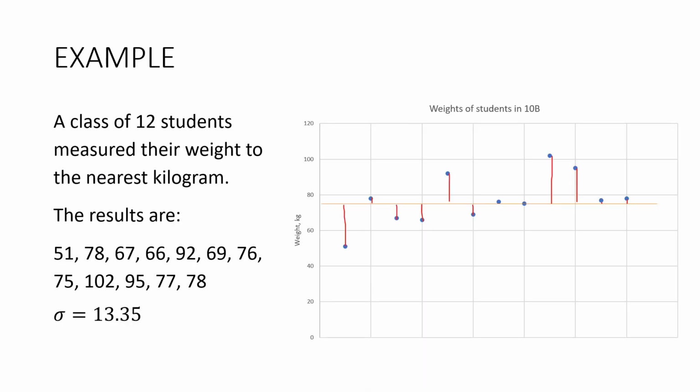So let's just have a look at that. Here we can see our mean. Now some of these data points are really close to the mean, but equally some of them are quite far away, aren't they? So on average, all of those little red lines, the distance from each of the points from the mean is 13.35.